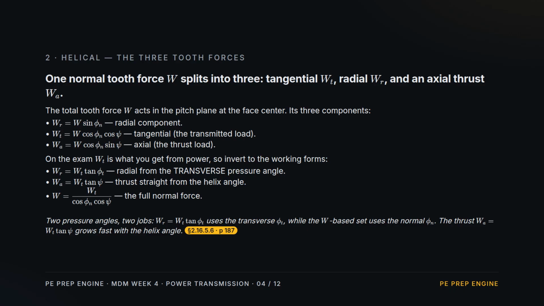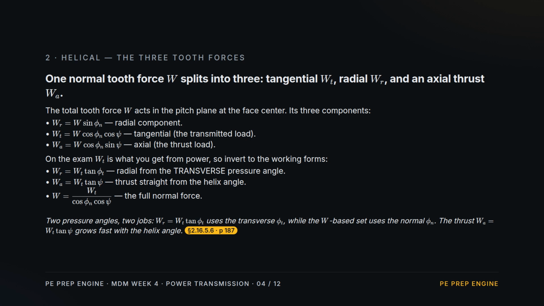The total tooth force acts in the pitch plane and splits 3 ways. Radial is the total force times the sine of the normal pressure angle. Tangential is the total times the cosine of the normal pressure angle times the cosine of the helix angle. And axial is the total times the cosine of the normal pressure angle times the sine of the helix angle.